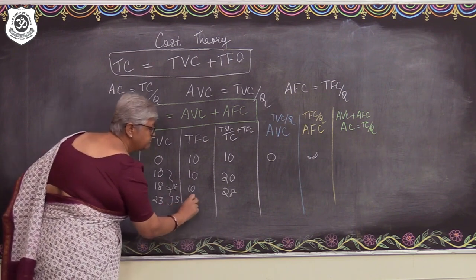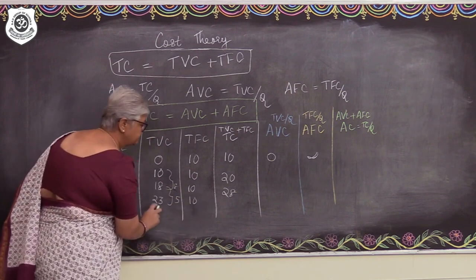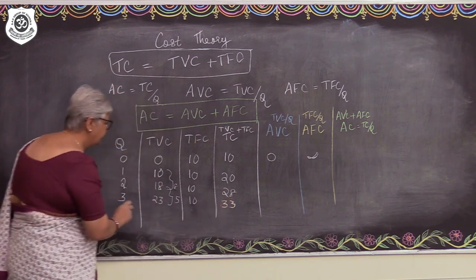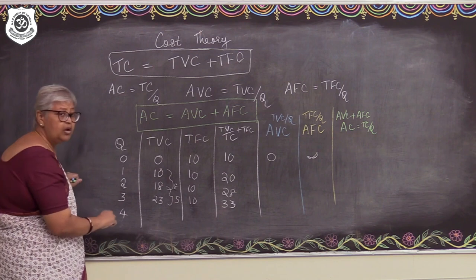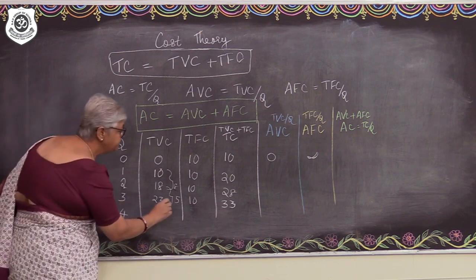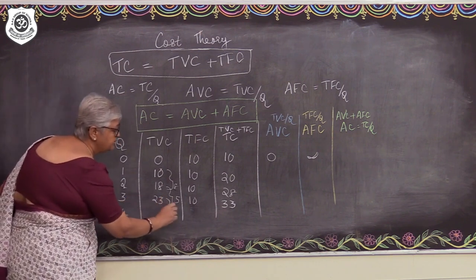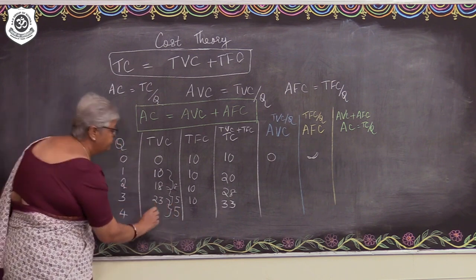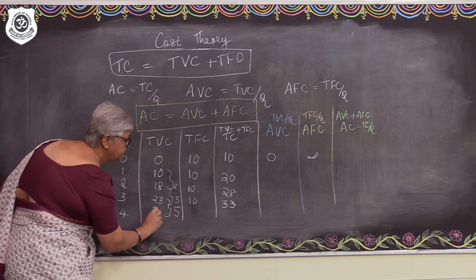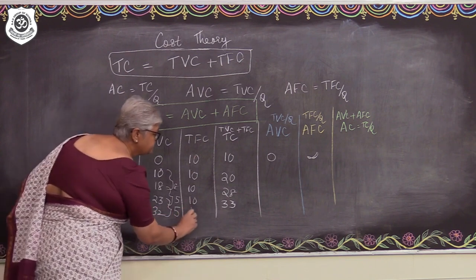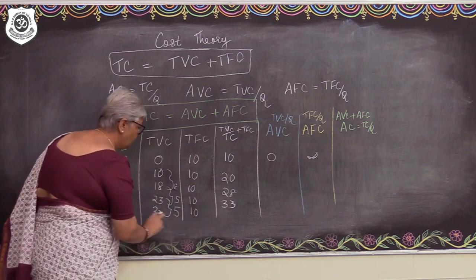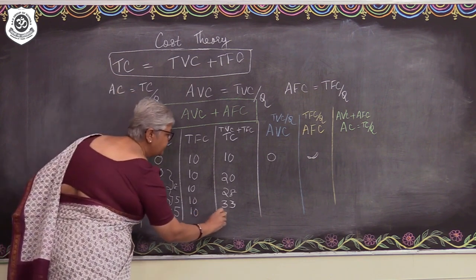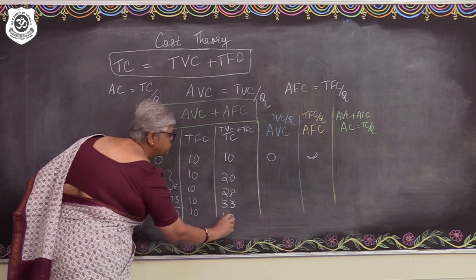Alright, so this fixed cost will remain fixed. So 23 plus 10, so that's going to be 33. Fine. Then the next level of output, let's say there is going to be a constant rate at which the TVC is increasing. Fine. So that will be 32. And this is going to remain 10. Now what about this? 32 plus 10, that will be 42.